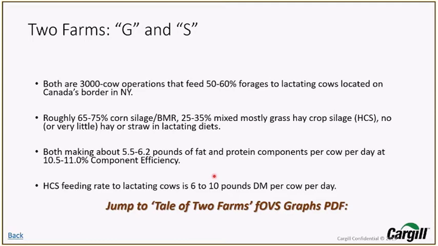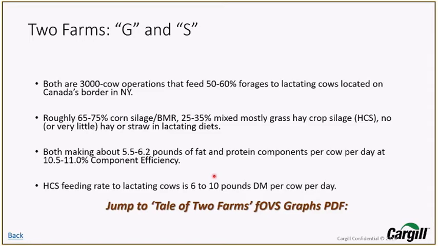Our haylage feeding rate to lactating cows is going to be small compared to some other areas of the country, only about 6 to 10 pounds. So these are predominantly corn silage or BMR mixed diets. So let's take a look.